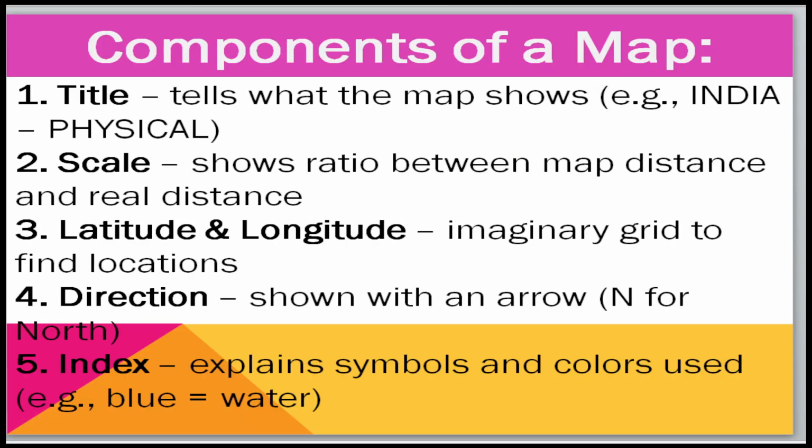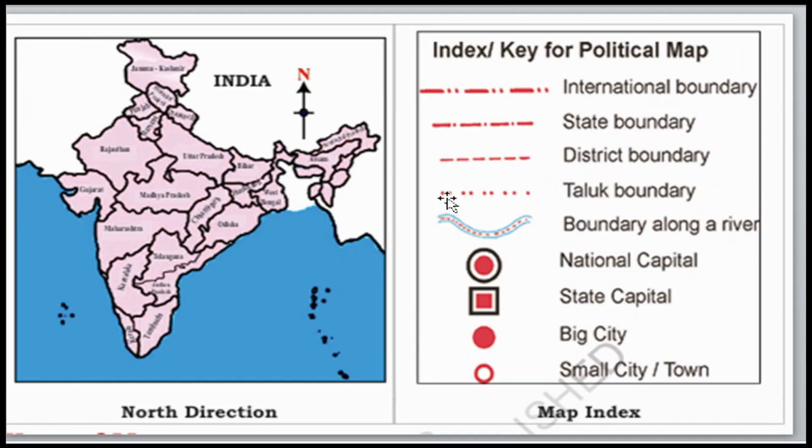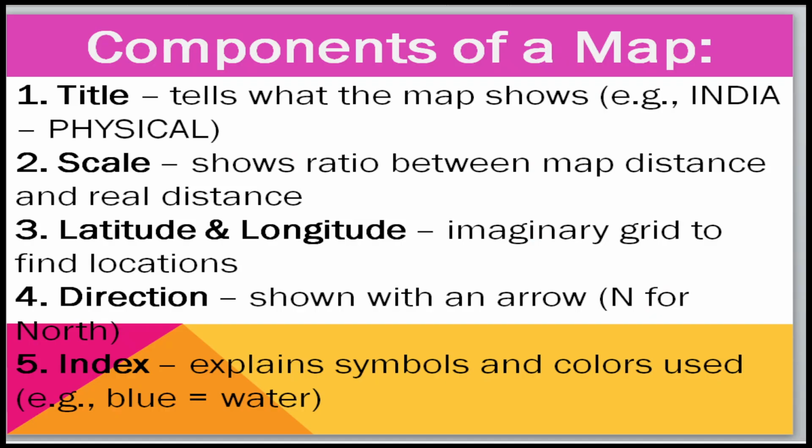Then the next one is the index. It gives examples of the symbols or colors used. For example, blue is for water. If you have used a color, there should be an entry for it, like northern mountains, northern plains. They have written the colors, and sometimes we use symbols. For example, here the symbols are there, and in front of each you write what it means. Those are what we call the index.